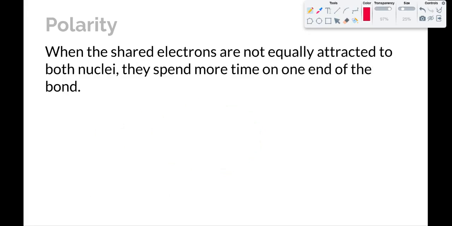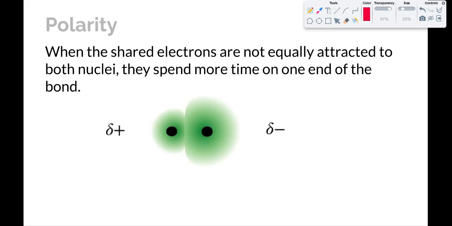There are other times, though, when the shared electrons are not equally attracted to both nuclei. And so they spend more time on the one end of the bond that contains the nucleus that is the most attractive for the electrons in that bond. This means that, on average, over time, that end of the bond is more negative because the electrons are spending more time there. So we designate that with a little small, lowercase Greek delta with a minus, and the other side, a lowercase Greek delta with a plus. And we use those lowercase plus and minuses because it's not a full charge separation. It's just that one end is a little bit more negative, the other end is a little bit more positive.